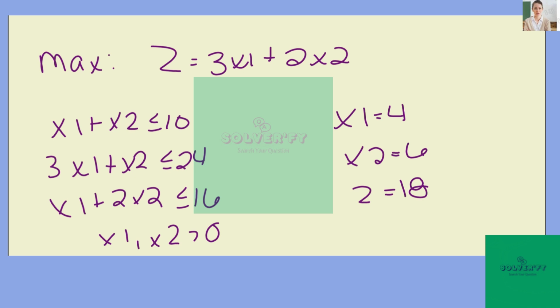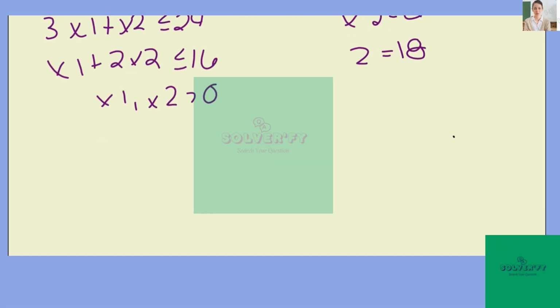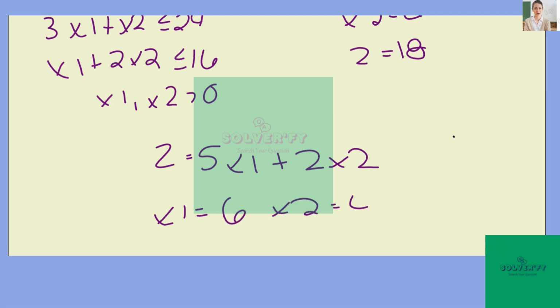Now let's change the objective function coefficient for x1 from 3 to 5. Our optimal solution does change when our coefficient for x1 changes. We are going to see that z is equal to 5x1 plus 2x2, and we're going to get our new values: x1 is equal to 6, x2 is equal to 4, and z is equal to 34.